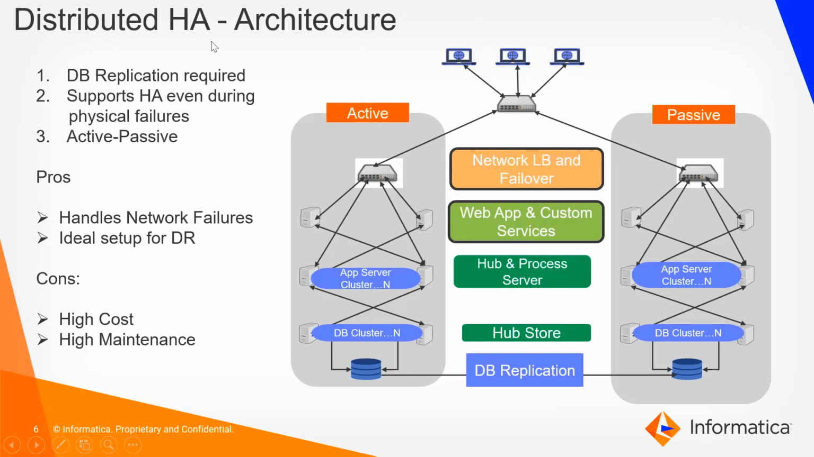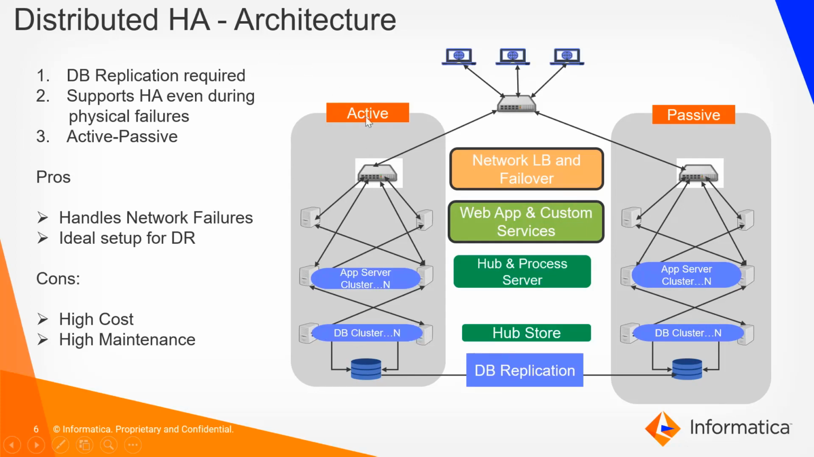Now, second is the distributed HA architecture. So in this particular solution, we have an active instance. However, we also have a passive instance available. This active instance is the same as the non-distributed HA architecture, where we have multiple app server nodes where hub server is installed, and if you have some custom applications, web applications or custom services, those can also be installed on the multiple app server nodes. And for the DB cluster to be highly available, we can have more than one DB node available.